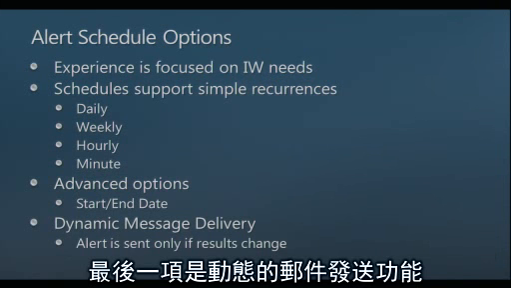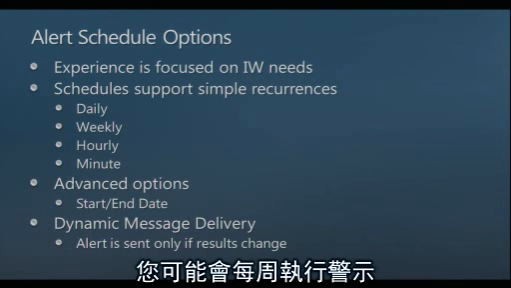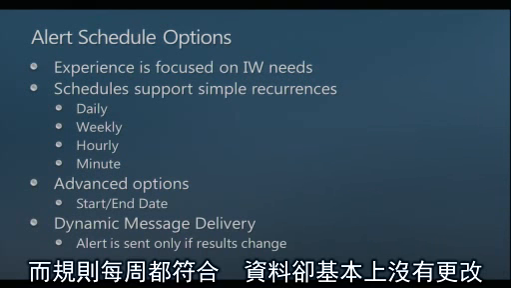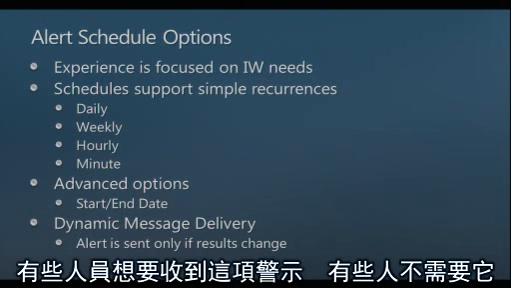The last thing is this ability to have dynamic message delivery. So this is the ability for us to know that the data that came from the report has not changed. So you might be running an alert maybe weekly, and every week the rule matches, but the data hasn't fundamentally changed. And so there's no point in receiving that alert potentially. Some people will want to get that, some people won't.